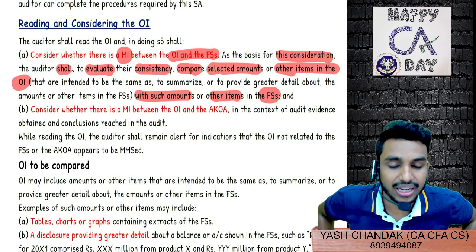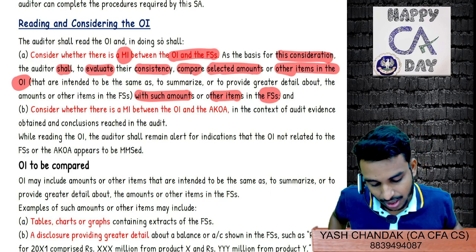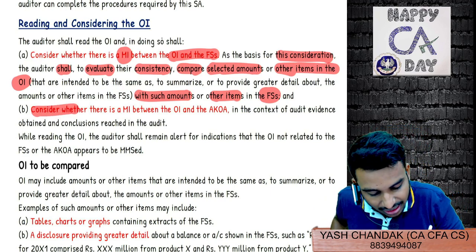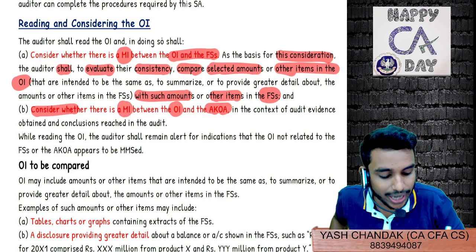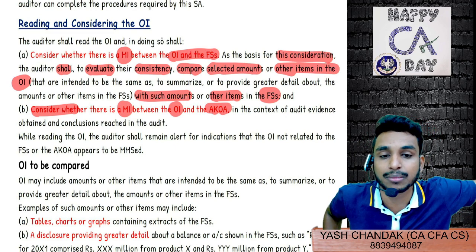Right, consistency check करना है, compare selected amounts in the OI and compare it with the FS. Consider whether there is a material inconsistency between OI and AKOA. Also, I'll have to see whether MI is there between Excel की जो फाइल मिली थी अपने को, right?